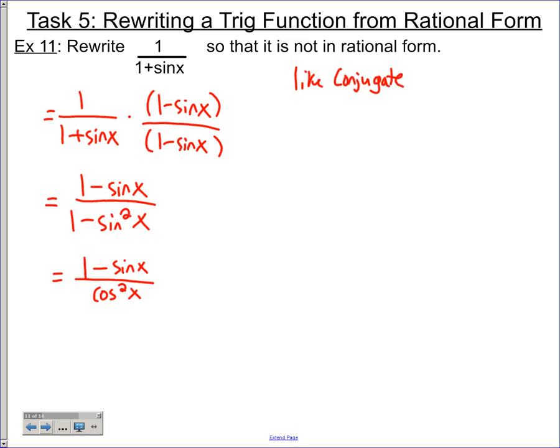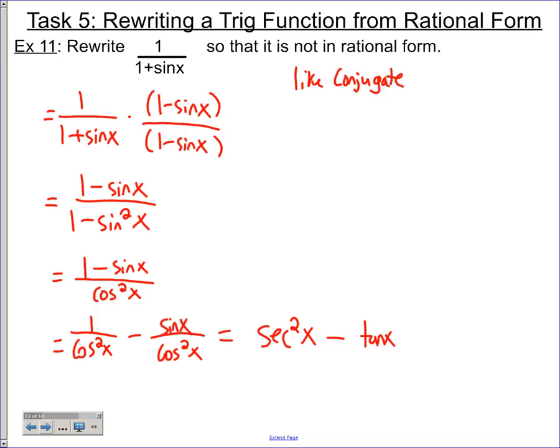Okay, so I've got 1 minus sine x over cosine squared x. Let's break this into two separate fractions. So we get 1 over cosine squared x, and then we have minus sine of x over cosine squared x. Okay, and our final step, let's rewrite these using the reciprocal identities, and we get secant squared x minus, I'm going to take a sine x and a cosine x and make that into a tangent of x. And I'm left with a cosine x on the bottom, which would make a secant x on the top. So your final answer is secant squared x minus tangent x times secant x.